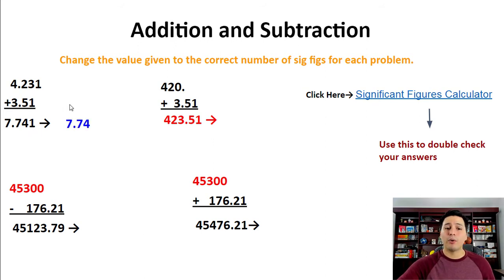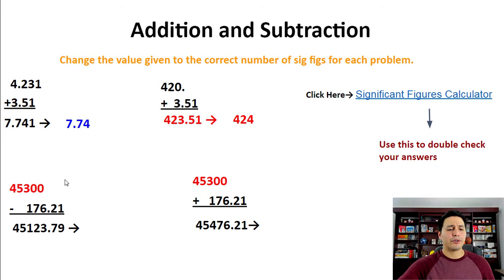Next, we got 420 plus 3.51. Now notice, there are no decimal places here, so we want to round to the closest whole number. So we're going to stop right here at 423. We're going to look to the right. It's greater than or equal to 5. So because it is, we're going to go ahead and change the 3 to 4. So our final answer will be 424.